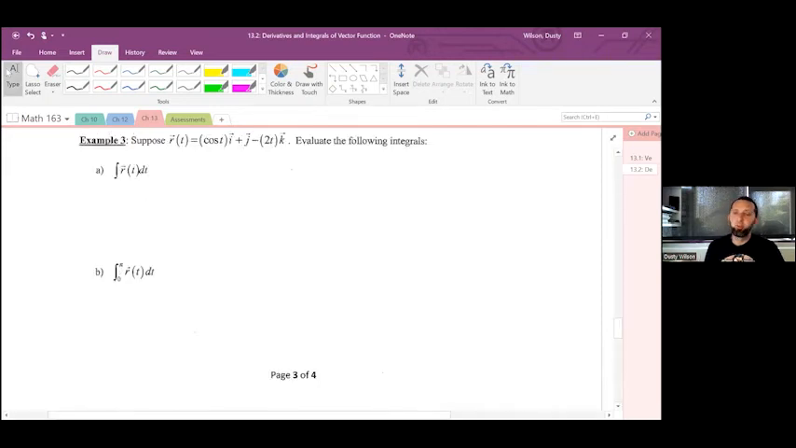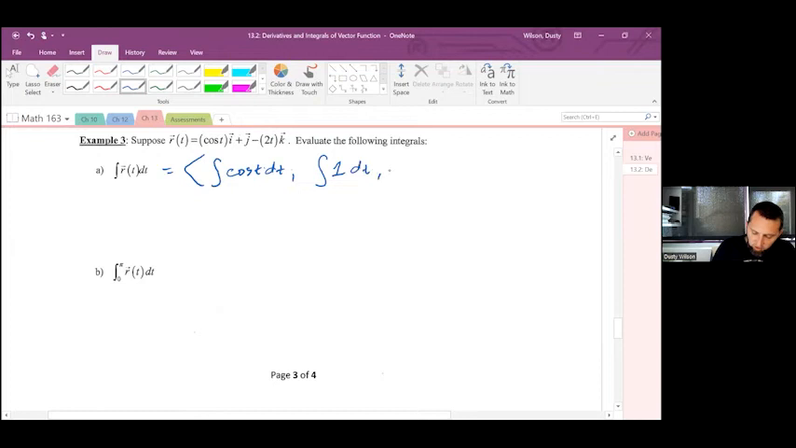Example 3. Suppose r(t) equals cosine t i plus j minus 2t k. Evaluate the following integrals. In A, find the integral of r(t) dt. So this will be equal to the vector made up of the integral of cosine t dt, comma, the integral of 1 dt, comma, the integral of negative 2t dt.